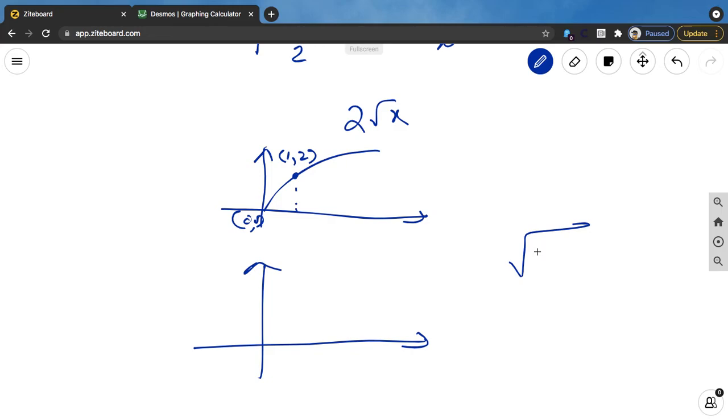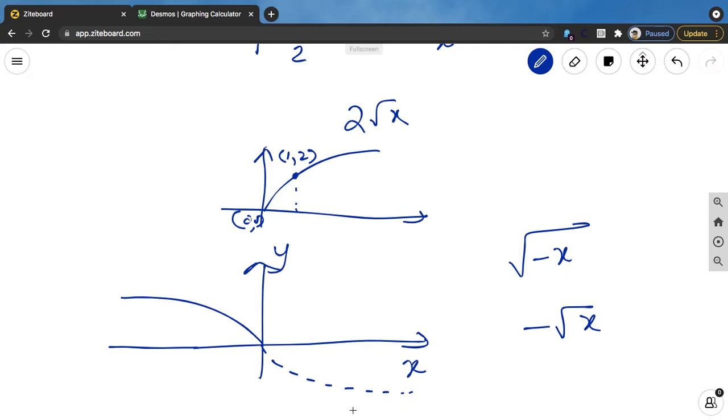What if it was square root of minus x? Oh, well, it's a reflection. That means now whenever x is negative, I'll be able to take the square root, because negative of negative becomes positive. I cannot take square root of negative numbers. So this function will be a reflection along the y-axis. So the shape is same, but reflected. What about minus root of x? Well, it will be a reflection along the x-axis. This is minus root of x. So whatever was positive earlier now is negative.